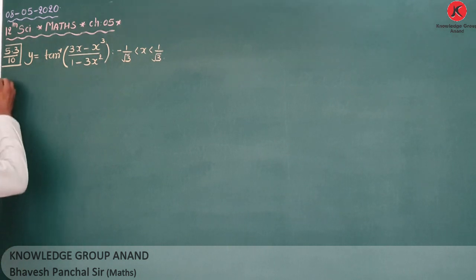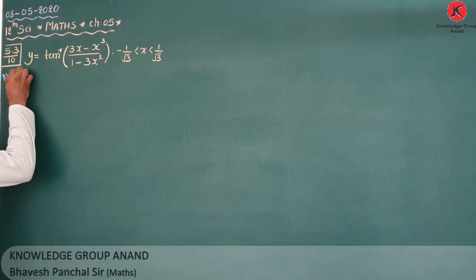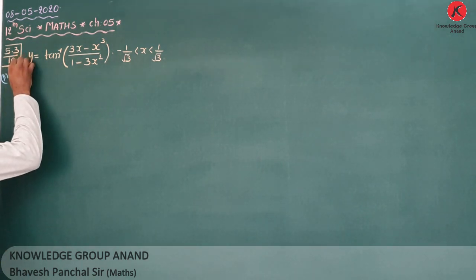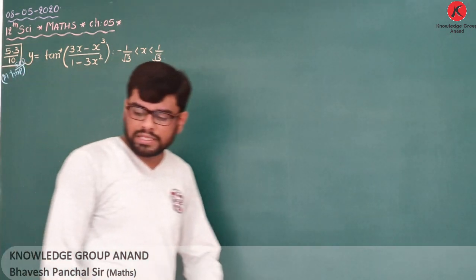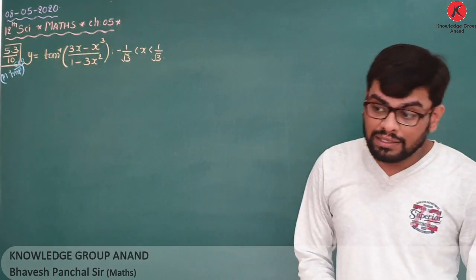I write here most IMP. Okay, most IMP raised 500. Okay, बहुत ही बढ़िया सम है. ये सम कैसे करेंगे देखते हैं.